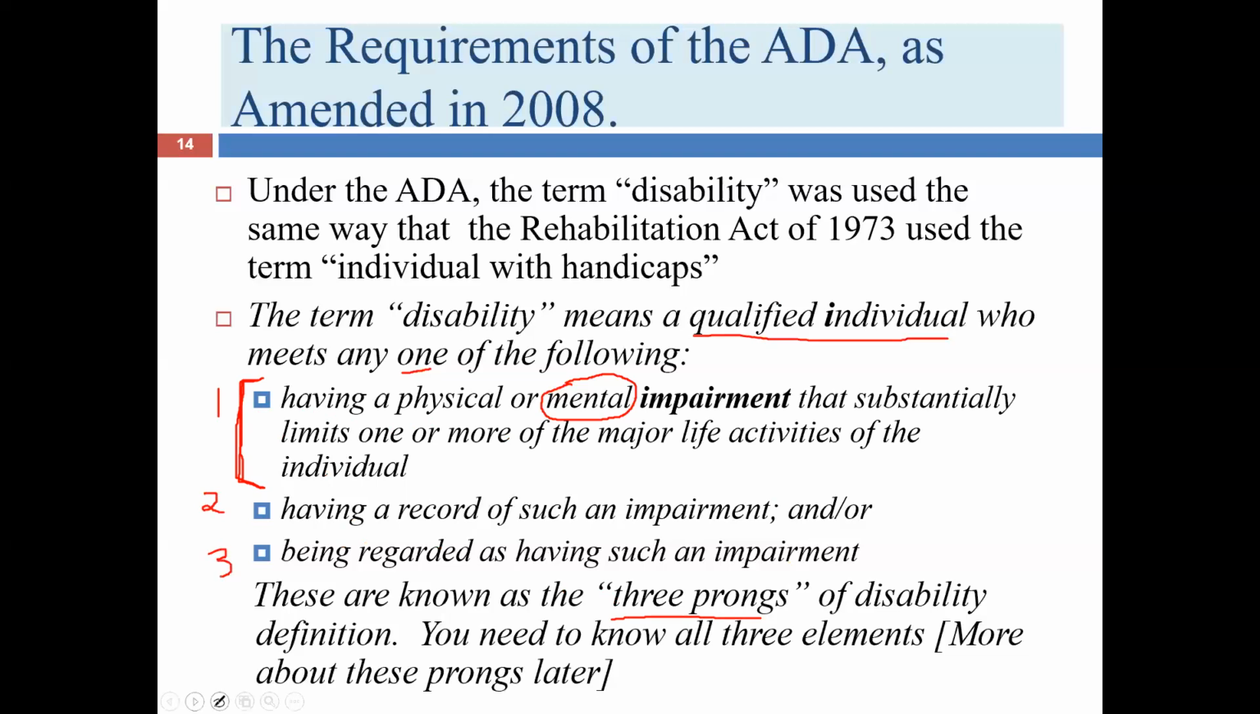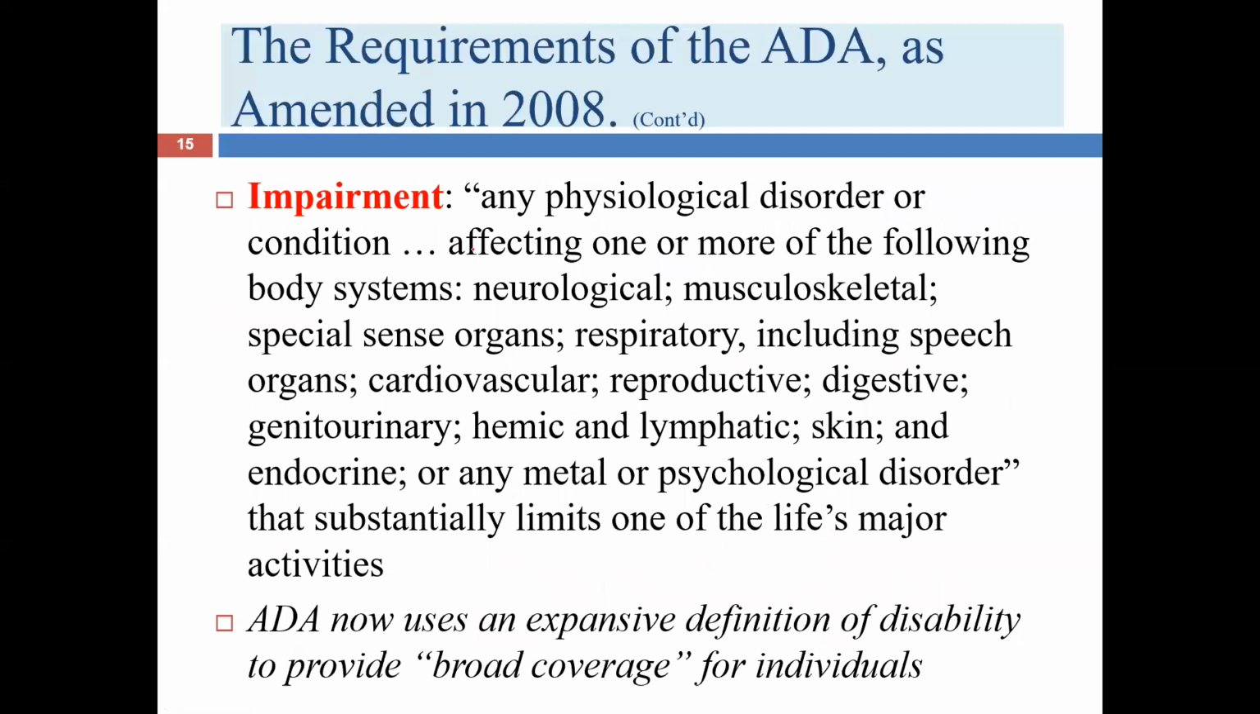So let's talk more about impairments. So what is an impairment? This is the definition that we see in the statute. So we have any physiological disorder or condition affecting one or more of the following body systems. You can see there's a list, and there are lots of these.